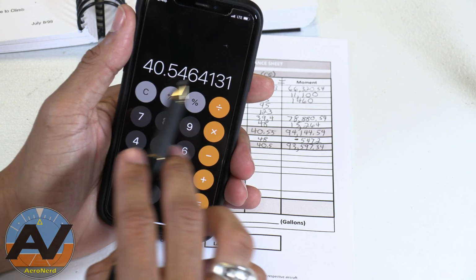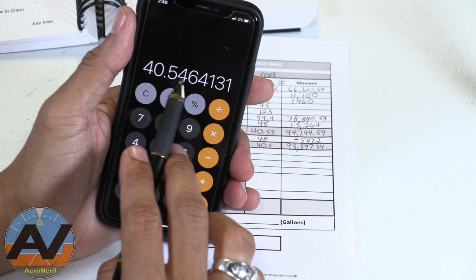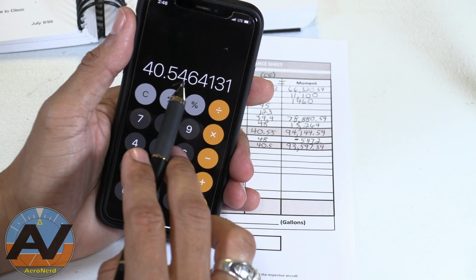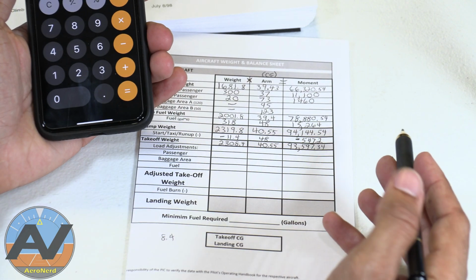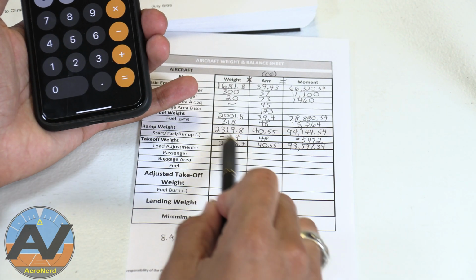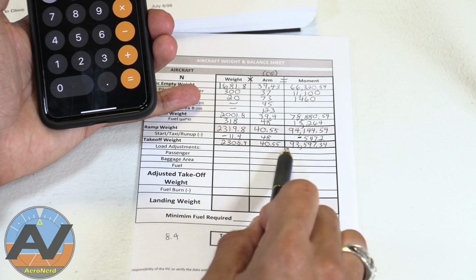Oh, it's almost pretty much rounded the same, 40.54.6 or 55. If I round it off, it'll still be 55. So as you can see, the CG didn't really change that much because we've only lost 11 pounds. But you can kind of see where it's going here.